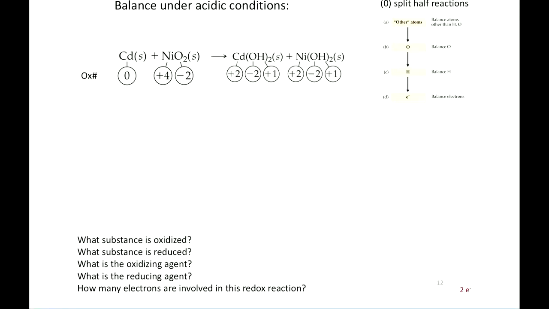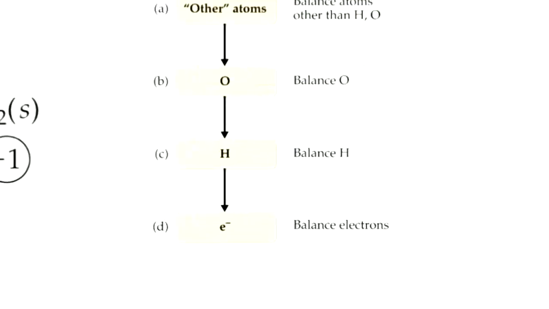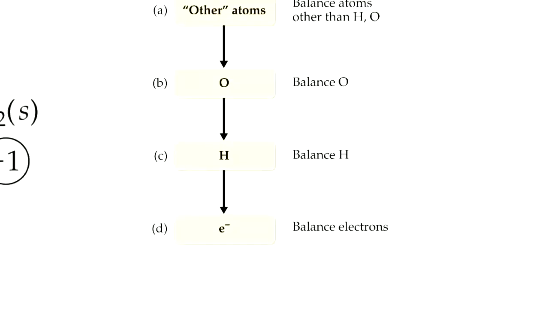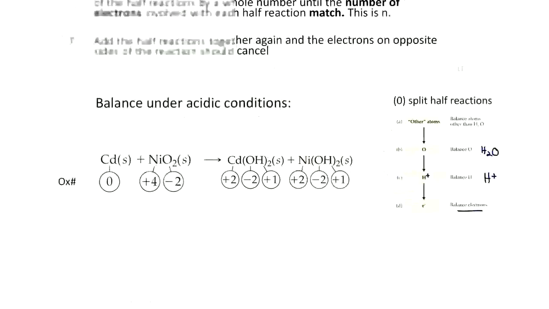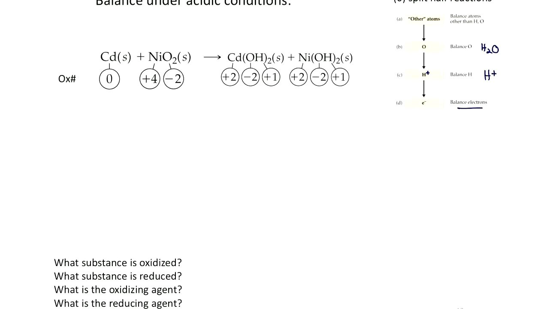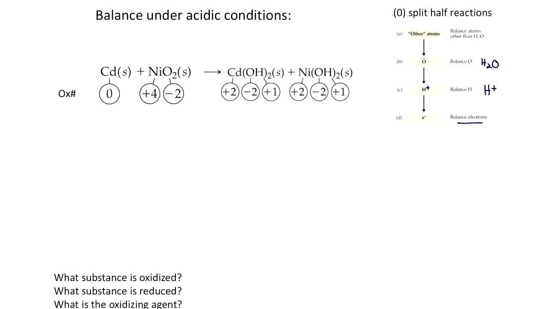Okay, so let's balance this under acidic conditions. The reason we call it acidic conditions is because when we balance hydrogens, we add H+. Split half reactions, balance all atoms, balance O by adding water, balance hydrogen by adding H+, and then balance electrons. Do remember those electrons are negatively charged. So let's balance this under acidic conditions.